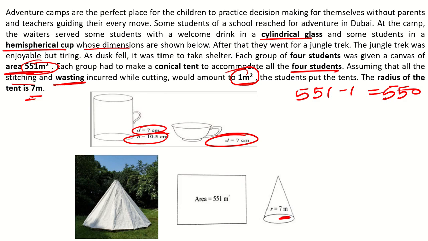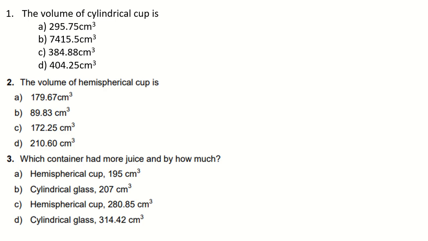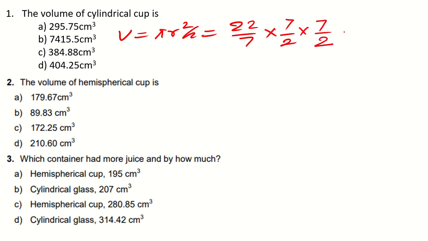And what was the diameter? What were the dimensions? The cup was 7 centimeters in diameter and 10.5 in height. So the volume of the cylindrical cup will be pi r squared h, which means 22 by 7 multiplied by 7 by 2, multiplied by 7 by 2, and h was 10.5. Now you can see that you can multiply everything and you will get the answer easily.